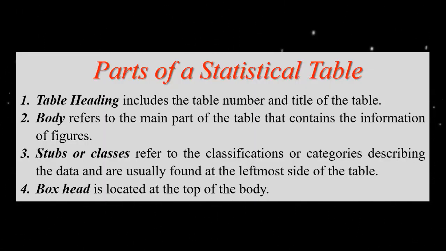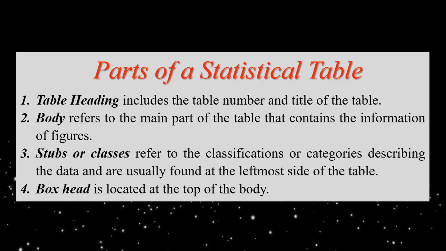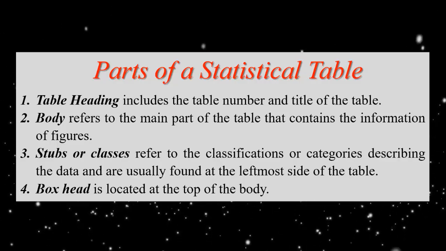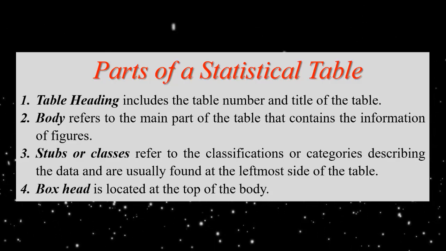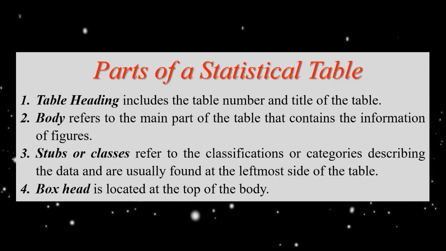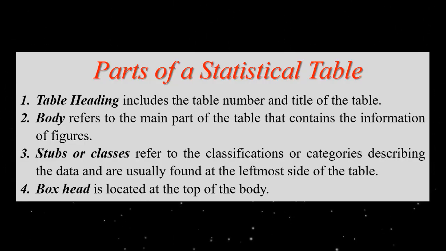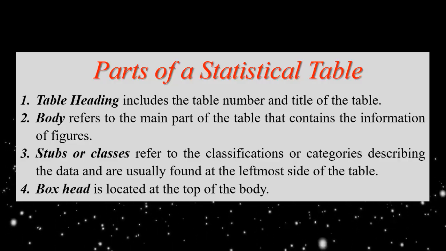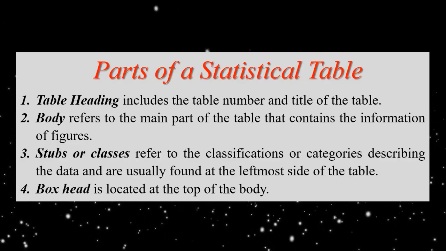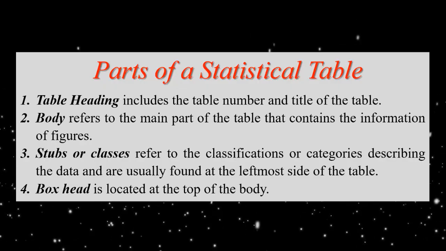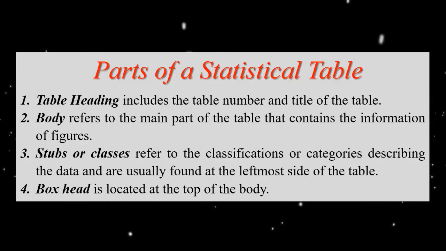The following are the parts of a statistical table. The first is the table heading, which includes the table number and the title of the table. Next part is the body, wherein it refers to the main part of the table that contains the information or figures. Third is the stubs or classes, wherein it refers to the classification or categories describing the data and are usually found at the leftmost side of the table. And last is the box head, wherein it is located at the top of the body.